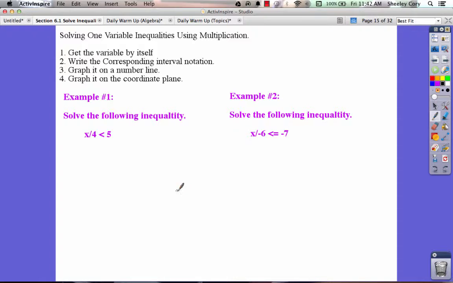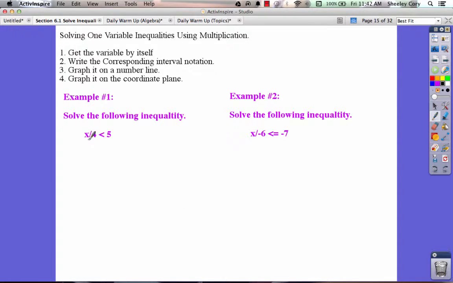The only difference between multiplication and division, in relation to solving normal equations, is that if you have a negative number that you multiply or divide by on each side of the equation, you end up flipping the inequality sign. So we'll go through a couple of examples and just test these out.